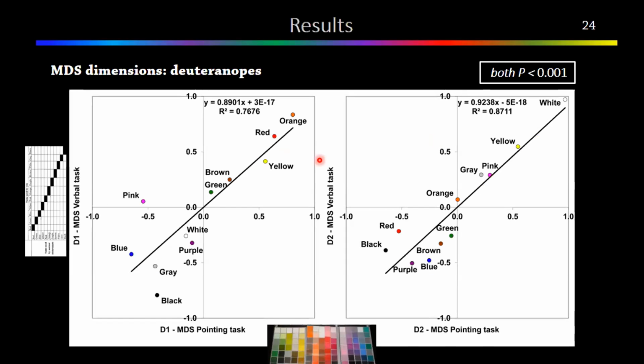For deuteranopes, as expected, the results were not so high, but still pretty good. So we have 0.77 for the first dimension and 0.87 for the second dimension.